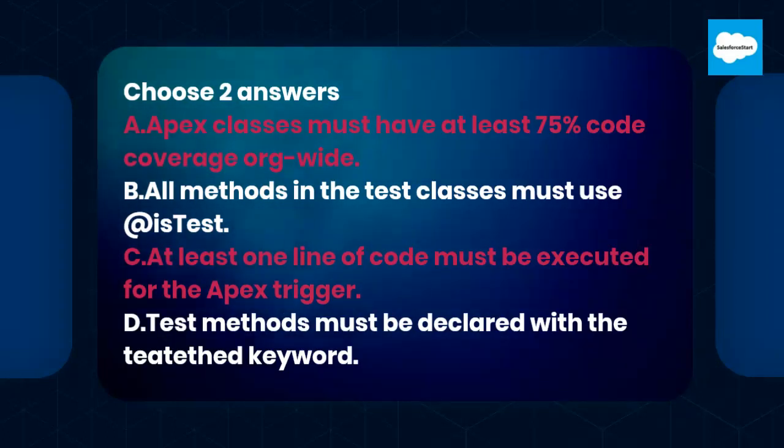The answer is option A: Apex classes must have at least 75% code coverage org-wide. And C: at least one line of code must be executed for the Apex trigger.